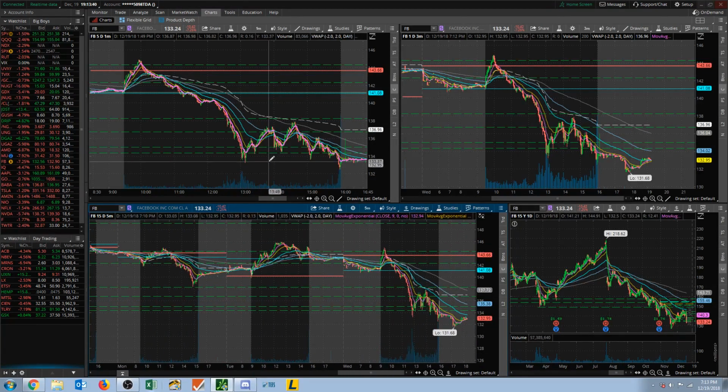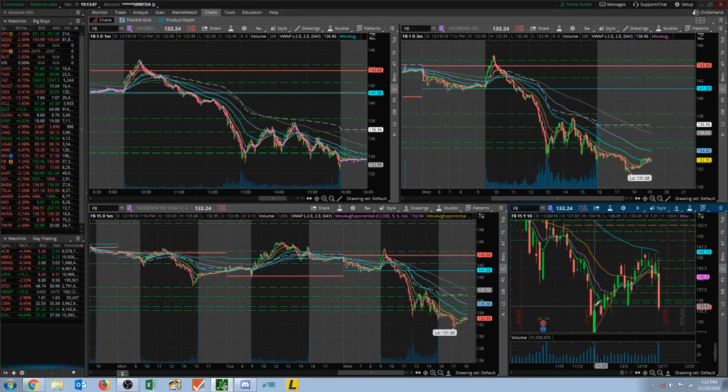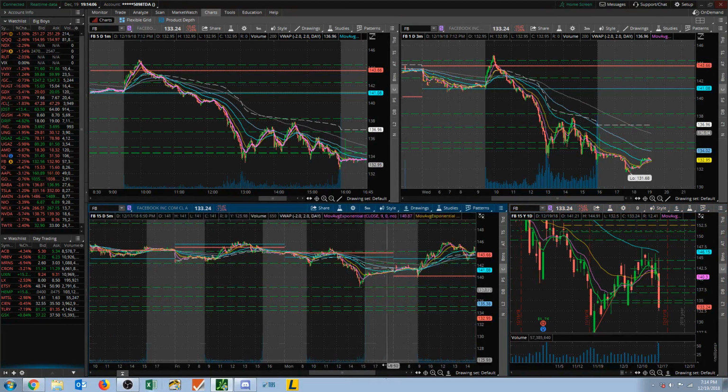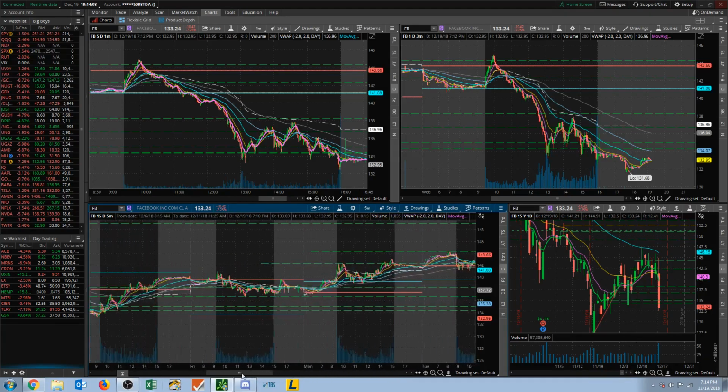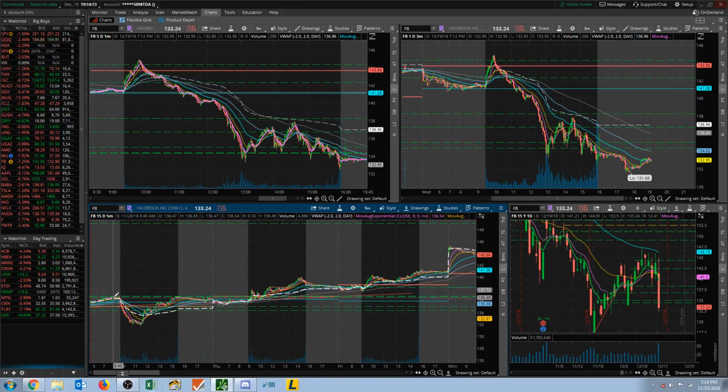So these are levels that I draw. And they're not random, but they're drawn every few days on things that I see as major levels. And look at this. Let's see where this guy hit. It literally came all the way down to it and bounced back up. Oh, look, it's that same level.